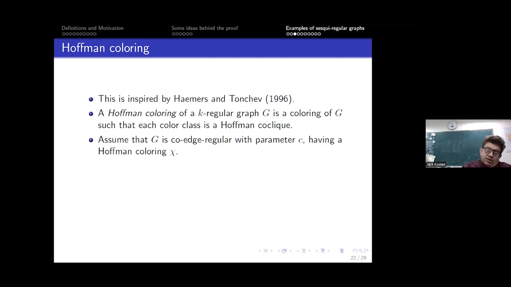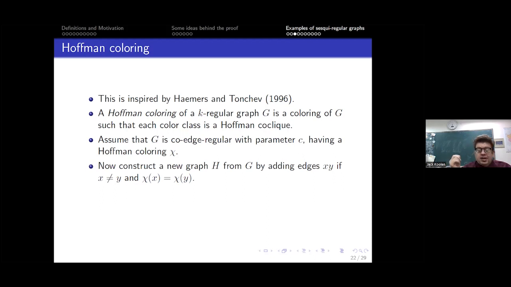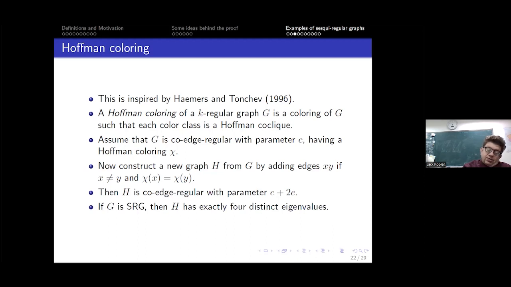So now we assume G is co-edge regular with parameter c and has a Hoffman coloring chi. What we do is construct a new graph H from G by adding edges x, y if x is not equal to y and they have the same color. Then you can easily see H is co-edge regular with parameter c plus 2e, where e is from the Hoffman co-clique. And if you start with a strongly regular graph, then H has exactly 4 distinct eigenvalues. Haemers and Tonchev show slightly more, but the consequence of their result is that H has exactly 4 distinct eigenvalues.